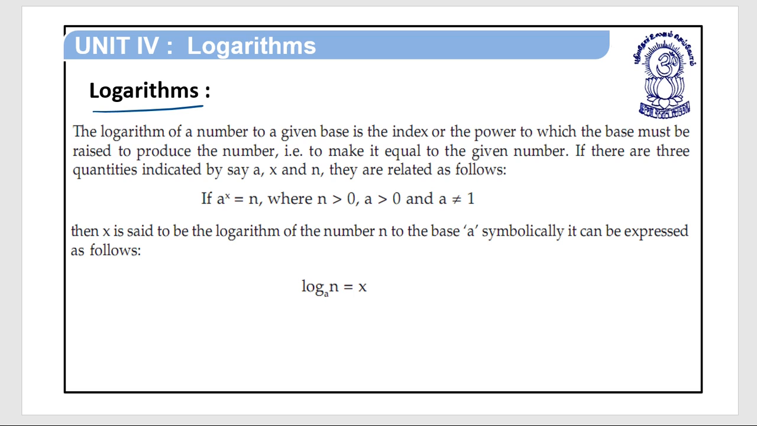The logarithm of a number to a given base is the index or the power, here a raised to m. So a is the base, and m is the power or index to which the base must be raised to produce the number, to make it equal to the given number.